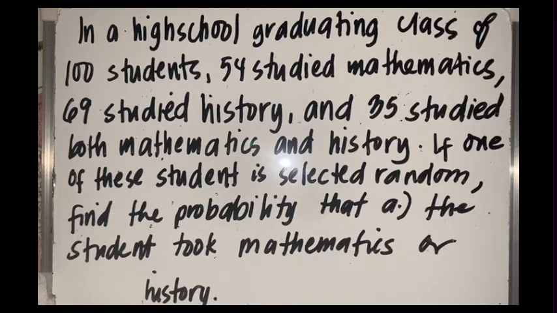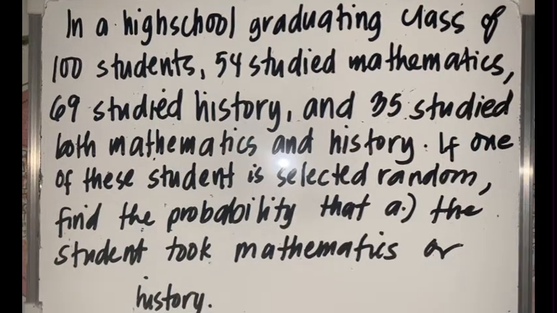So let's move forward to number 6. In a high school graduating class of 100 students, 54 studied mathematics, 69 studied history, and 35 studied both mathematics and history. Now, if one of the students is selected randomly, let's find the probability that, letter A, the student took mathematics or history.